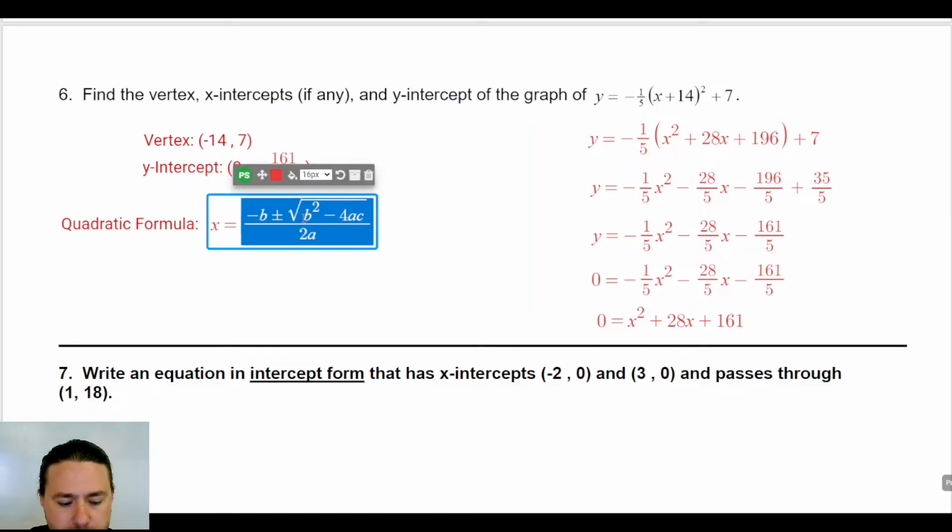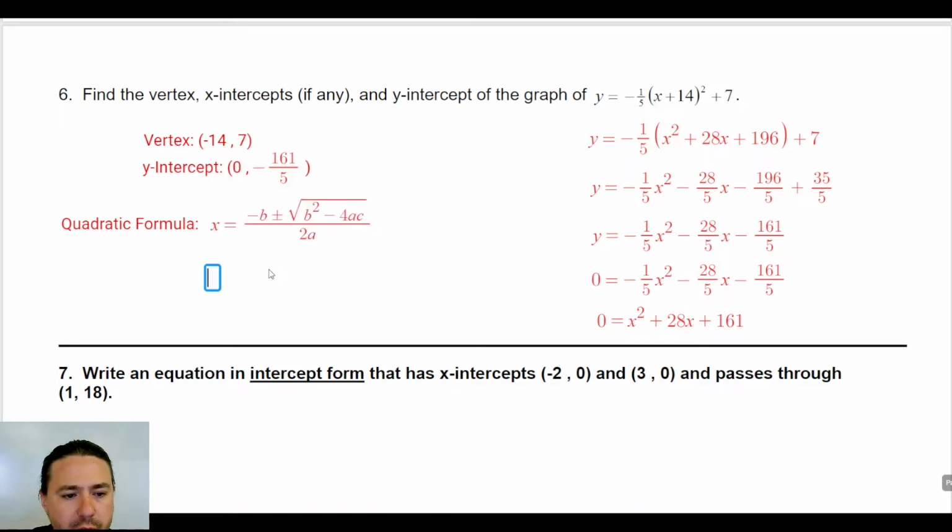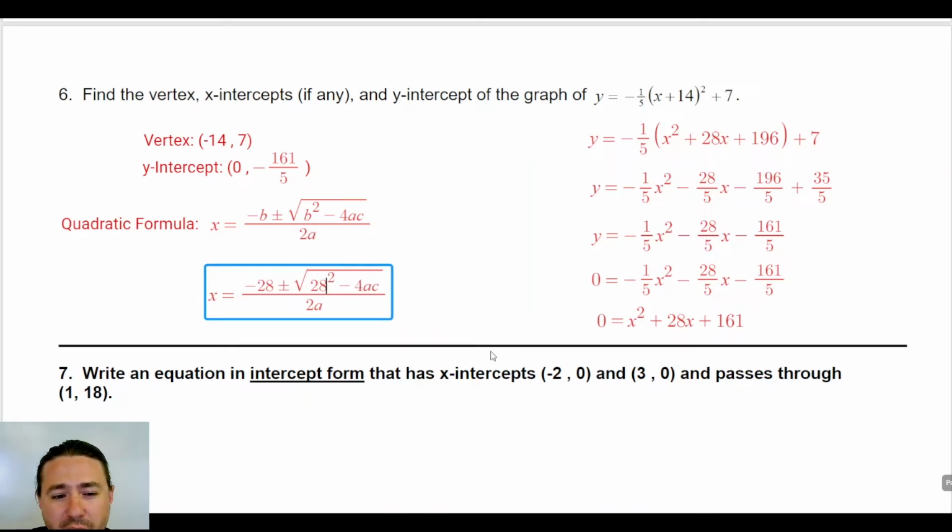So let's start plugging all that stuff in. I'm just going to highlight and copy this, probably the easiest way to go here. So we get negative 28 plus or minus 28 squared. Okay, so now I'm thinking I've gone pretty far without using a calculator here, but I'm going to tap out at this point. I'm going to use a calculator to simplify this. 2 times 1 is just going to be 2.